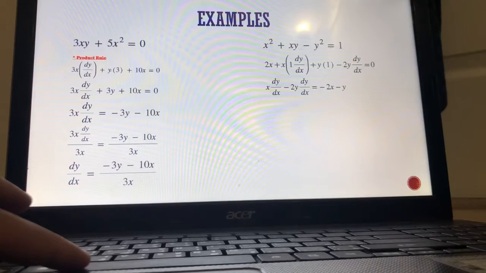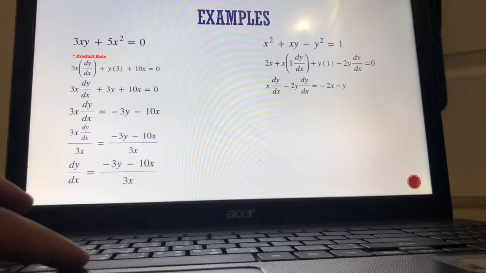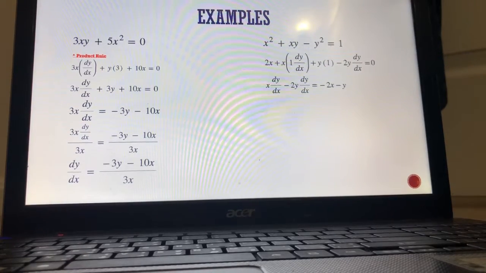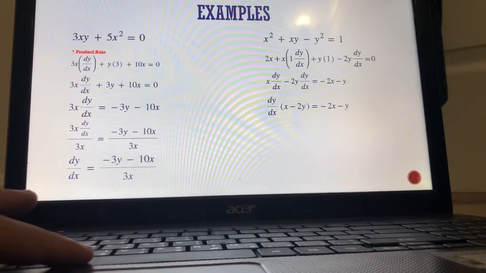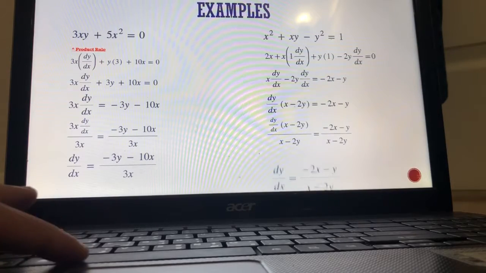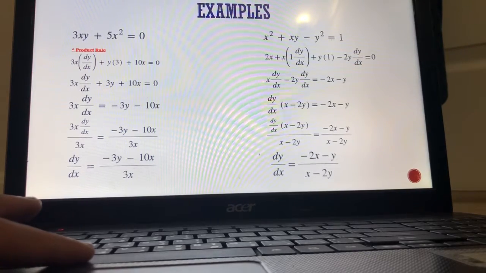And then we're going to simplify the equation. We'll isolate all the values that have dy/dx on the left side and all the ones that don't have dy/dx on the right side. We factor out dy/dx, and we divide. So we get dy/dx by itself, and that will give us the answer, which is negative 2x minus y all over x minus 2y.